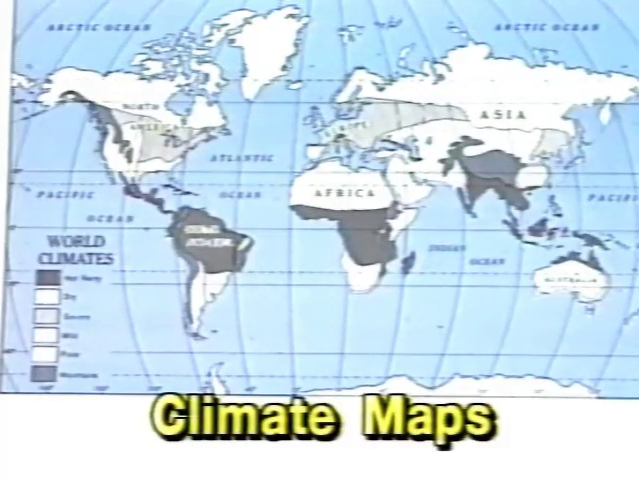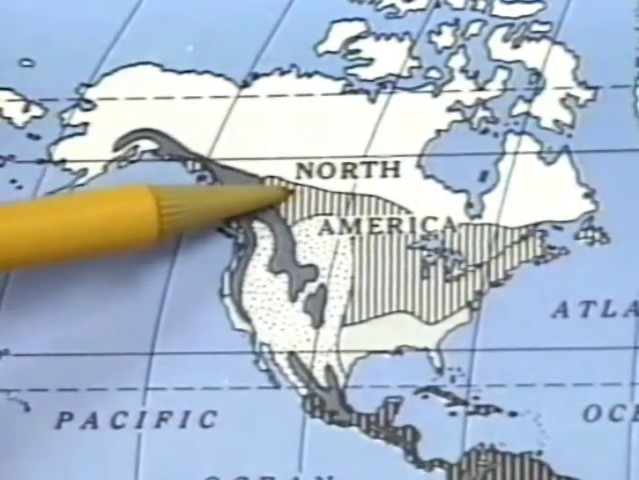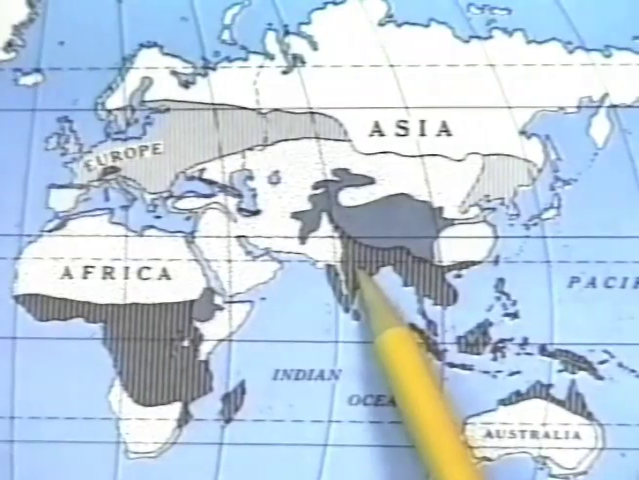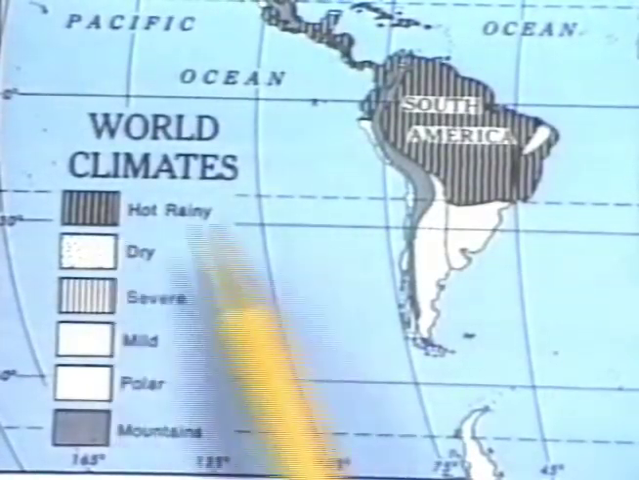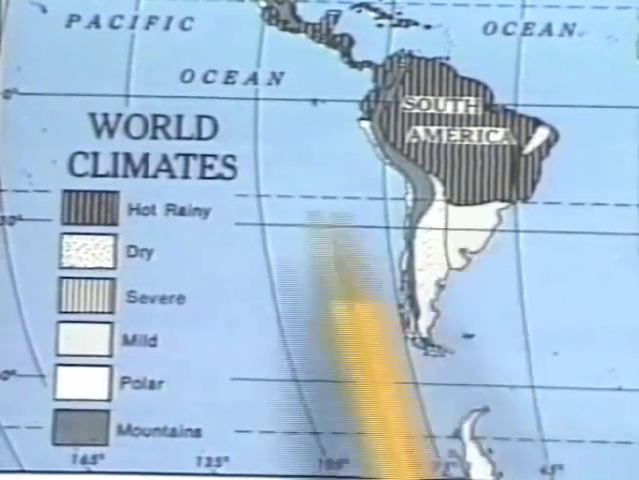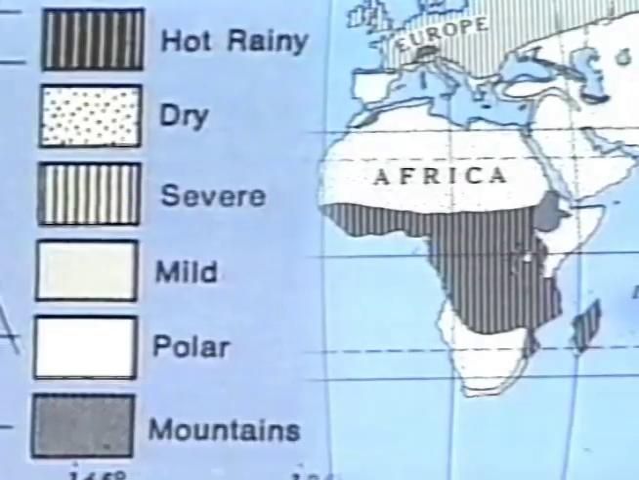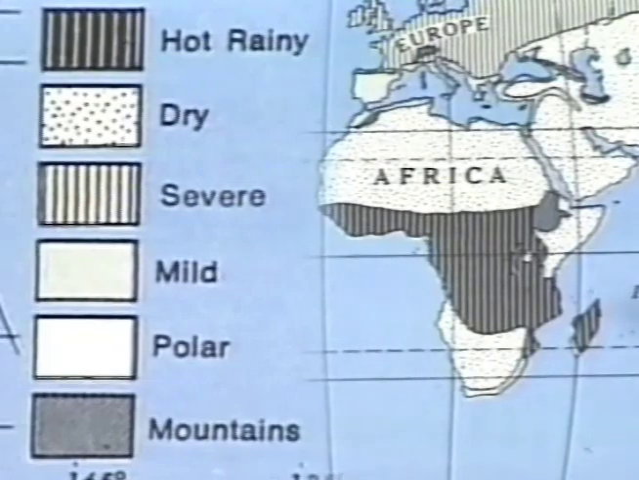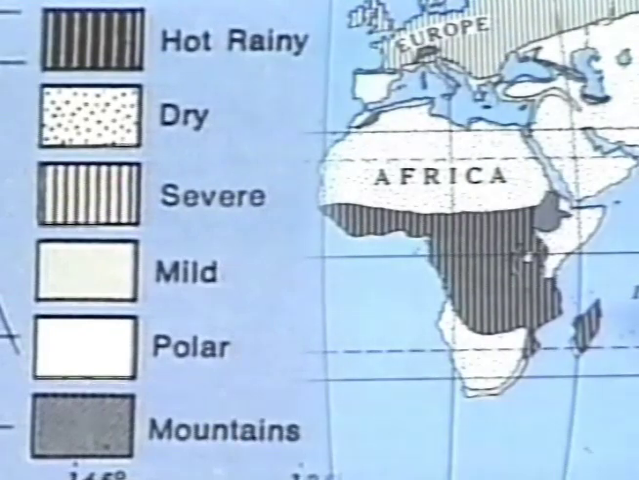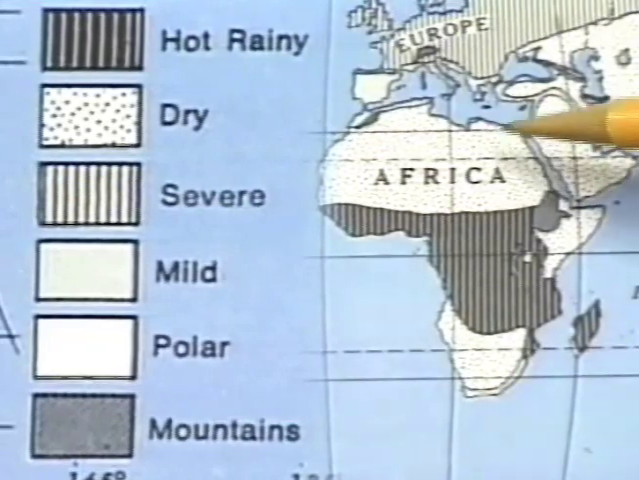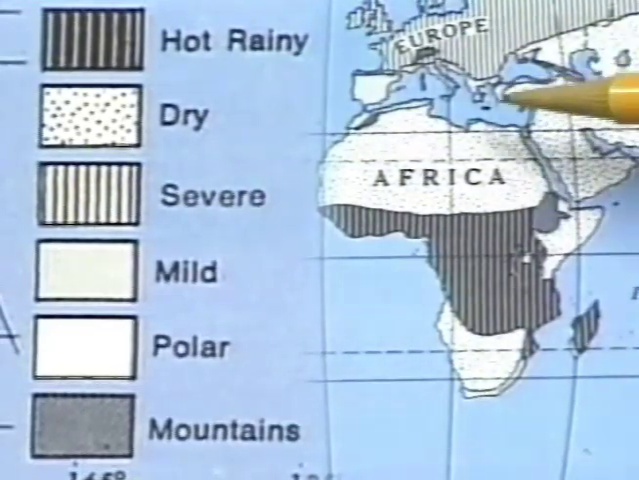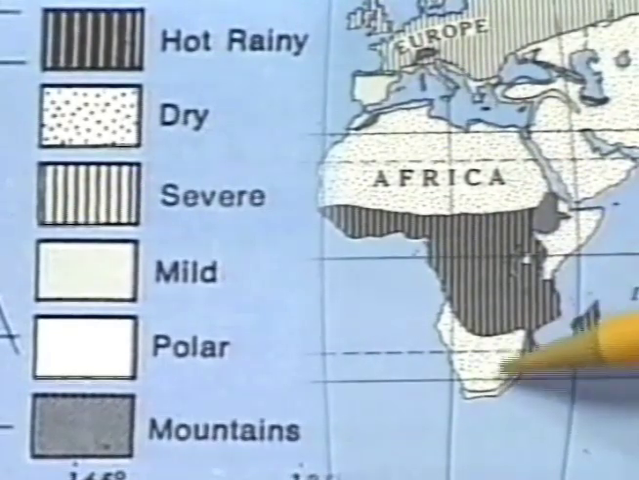Climate maps, like this one of the world, show us the average condition of the weather over a period of years. Here, we see differences and similarities in the climate around the world, with such conditions as dry, mild, or hot and rainy. Notice the continent of Africa on this map. What are the two main climate conditions of this continent? As we see here, the main climate conditions of Africa are dry and hot and rainy.